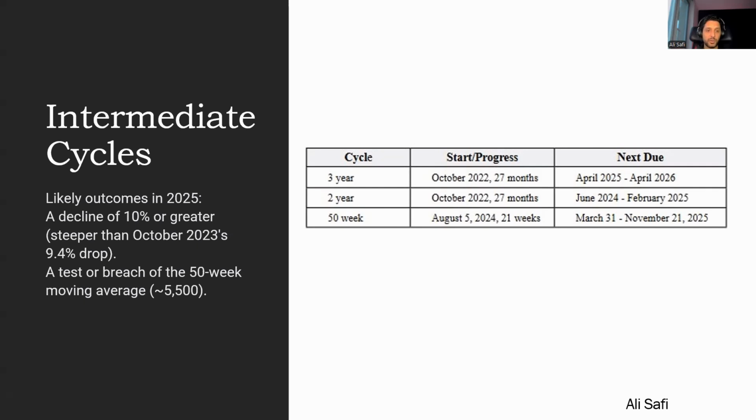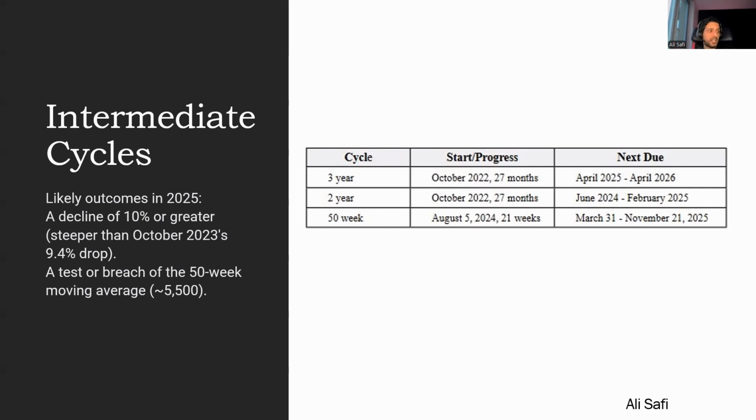So the outcome for 2025, a decline of 10% greater or steeper than October 2023, is a very, very foreseeable scenario. If you just look at the 3-year cycle, the 2-year cycle, and the 50-week cycle, you'll understand that. So here is the 3-year cycle. You see that it starts at 2025. So the window that everyone needs to be careful about is April 2025 to April 2026. All right, so it's coming.